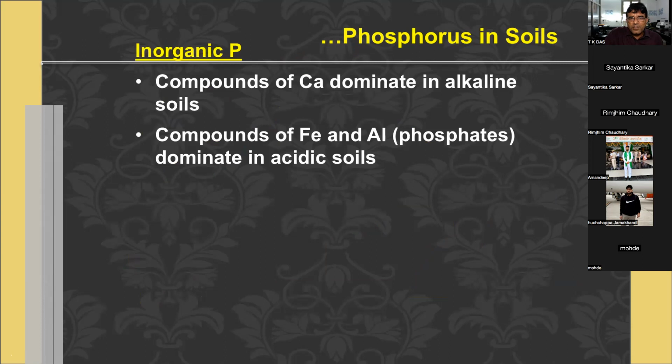Now, we have seen that in general, organic phosphorus is 50% and inorganic phosphorus is also 50% of the total phosphorus. However, the range will vary from one soil to another. These are very general values. If you forget anything, if somebody asks you, then at least you can say, okay, it is 50-50. Inorganic phosphorus compounds of calcium dominate in alkaline soil, calcium phosphates, and compounds of iron and aluminum dominate in acidic soils, iron and aluminum phosphates.